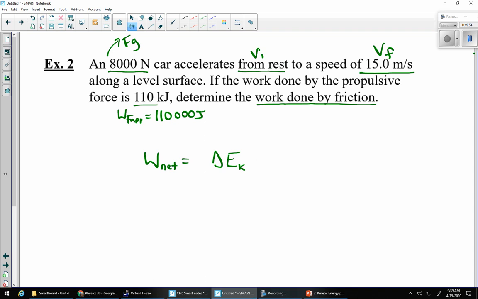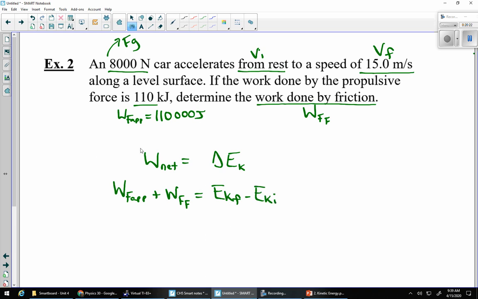So if I'm looking for my net work, well, remember from last lesson, net work is just the sum of all the work. So that's my applied force plus my work done by the force of friction, which I don't think I labeled up here. Work done by force of friction. There we go. And then my change in kinetic energy, well, that's just change in anything. Well, it's EKF, so final minus initial, EKI.